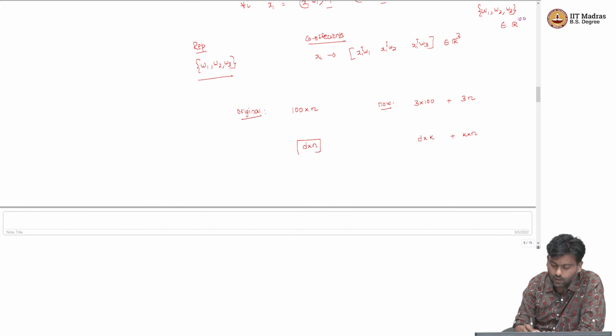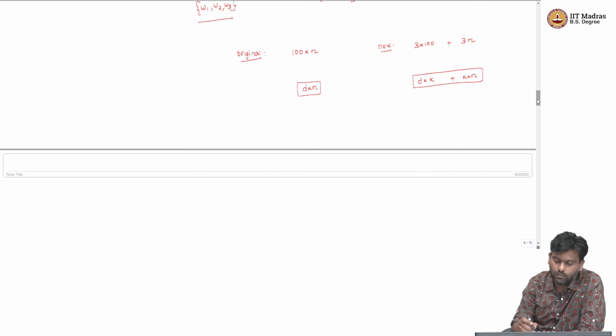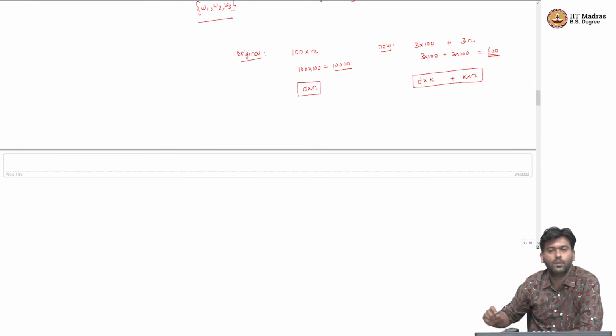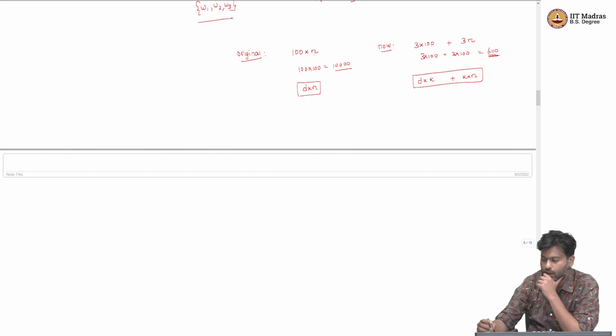So, d times n could be much larger than d times k plus k times n, especially if k is small, right. So, think of n as 100, and d as 100. Then this is 100 into 100, that would be 10,000, whereas this is 3 into 100 plus 3 into 100, which is just 600, right. So, instead of 10,000 we have only managed to store 600 numbers. Of course, this is assuming that the residues become 0 after 3 rounds.